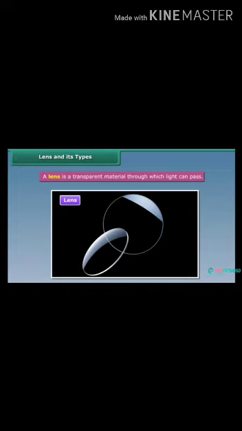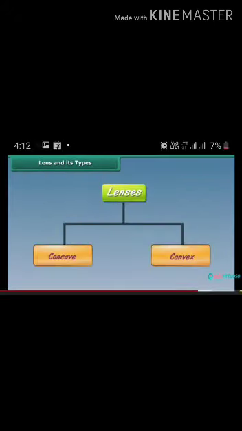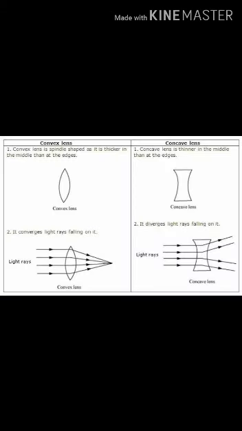Now come to the lens. A lens is a transparent material through which light can pass. It is a curved and polished piece of glass, just like a mirror. Lenses are of two types. First is concave lens, second is convex lens. A convex lens is curved or spindle shaped, as it is thicker in the middle than at the edges. Whereas a concave lens is thinner in the middle than at the edges.